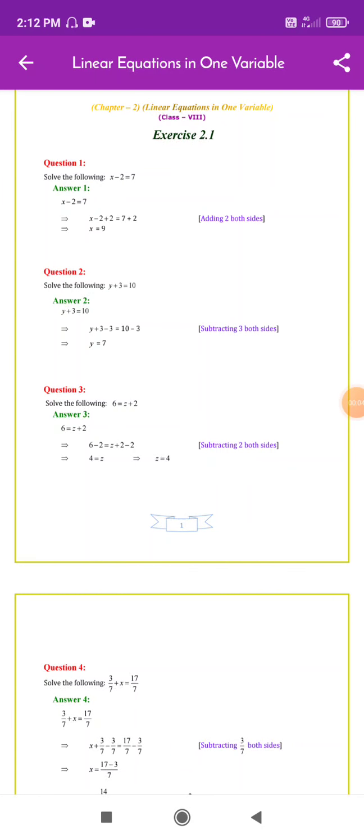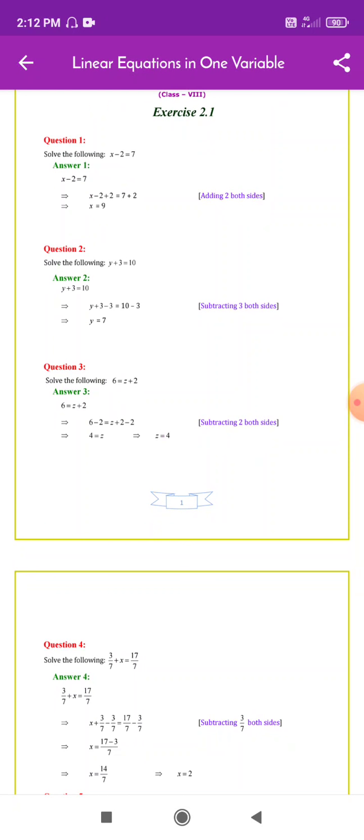Today I am going to start chapter number 2, linear equations in one variable. What are linear equations, and how are the values found, like x, y, z, m, y and so on? In the previous class we studied these linear equations very well, so here also we are going to do the same. Okay, so let us start exercise 2.1.